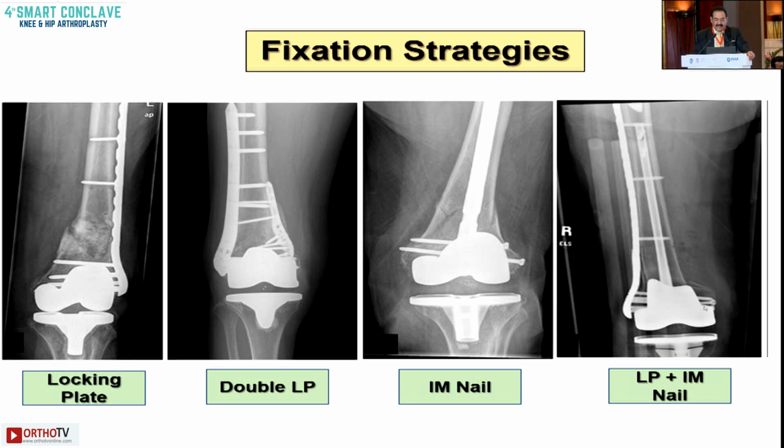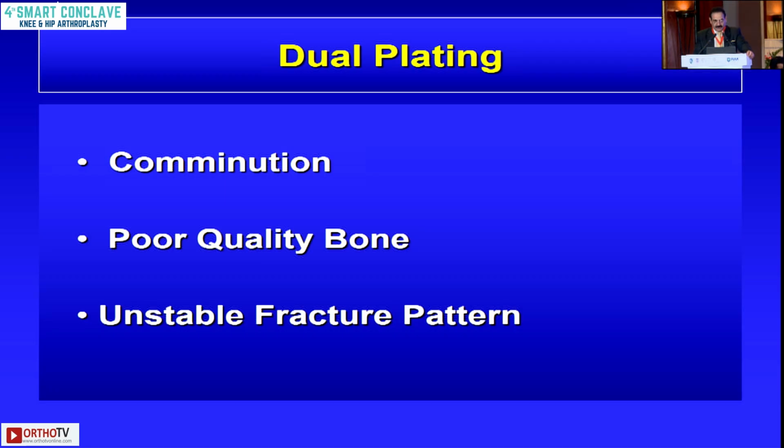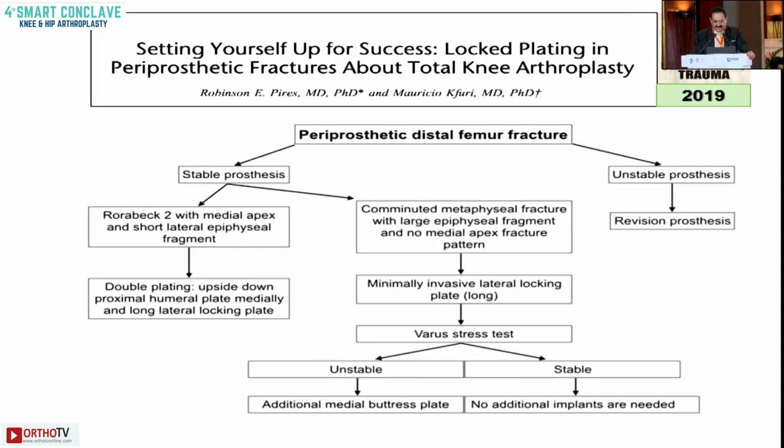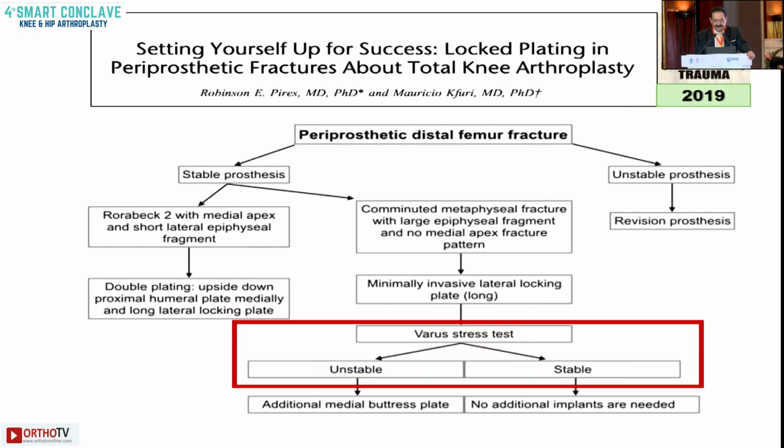Dual plating is highly advisable if there is comminution or poor bone quality, unstable fracture pattern, or the main fragment is lying medially. When you are fixing, if you are not sure, once you have done a fixation on the lateral side, do a varus valgus stress under image, and if the fracture is unstable, add one more plate.